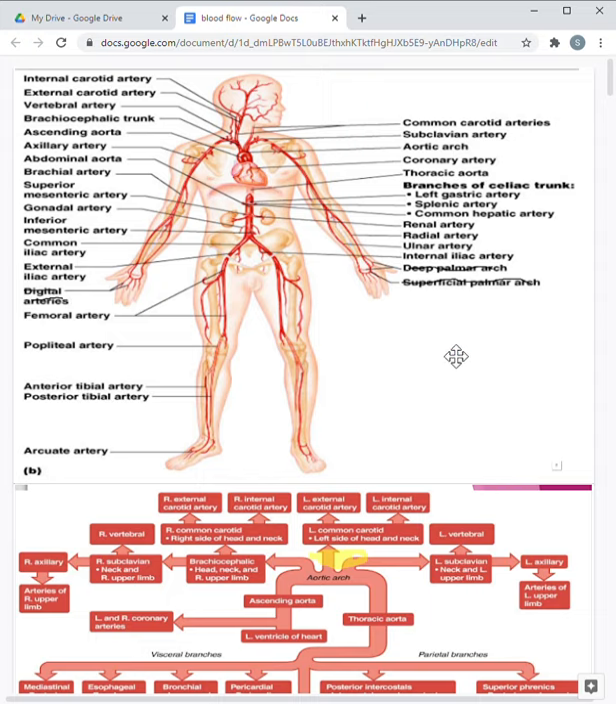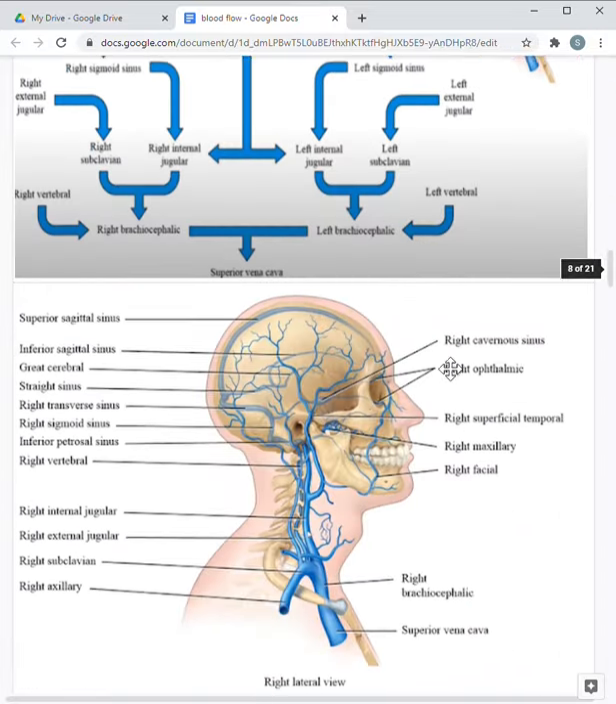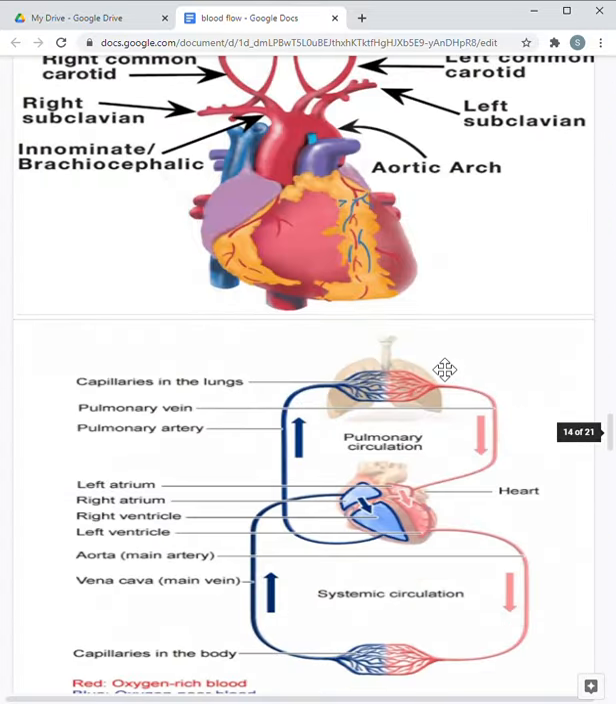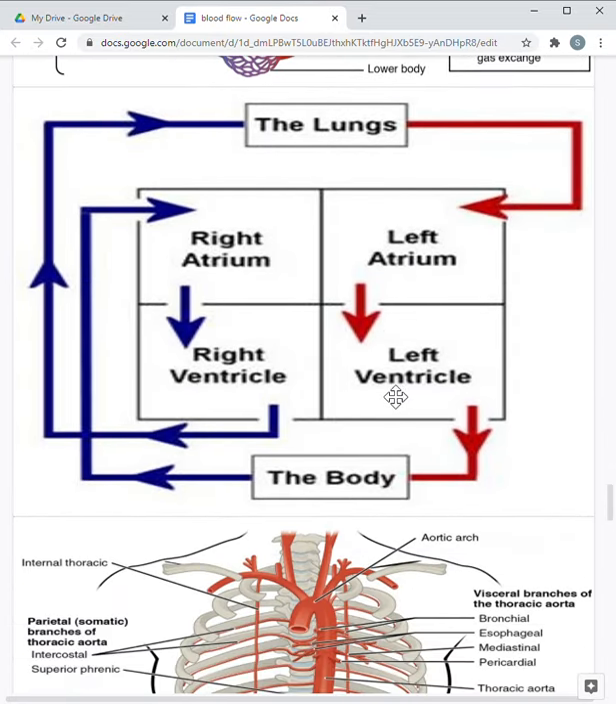So we already talked about how there's a pulmonary system, which is where the oxygen goes through the lungs. Here it is right here. So you have deoxygenated blood coming in to the right atrium, through the right ventricle, coming out, going to the lungs to be oxygenated, coming out oxygenated, going back into the heart, into your left atrium, down to your left ventricle.